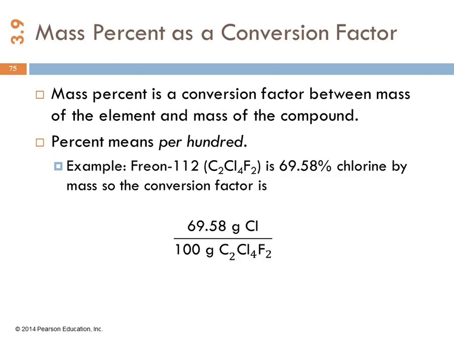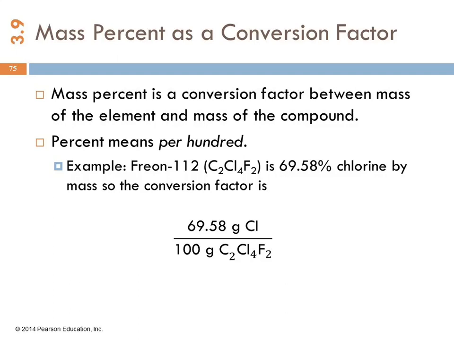Mass percent can be used as a conversion factor because it relates the mass of one of the elements to the mass of the whole thing. And so when we're using percents this way, it helps to think of percent as per cent. How many pennies in $1? 100. Percent literally means per 100. So when you're given a percentage, it means this many of the part per 100 of the whole.